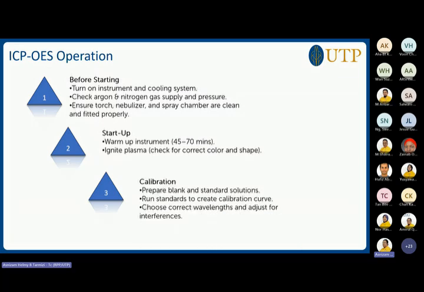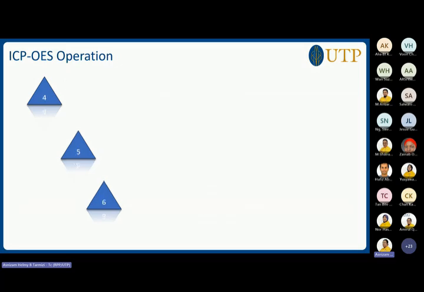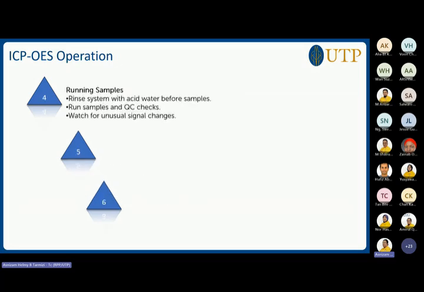Calibration: prepare the blank and standard solution, run standard to create the calibration curve, choose correct wavelength and adjust for the interference. Number 4, running sample. Rinse system with the acid water before running the sample, run sample and QC check. Watch for the unusual signal and change.